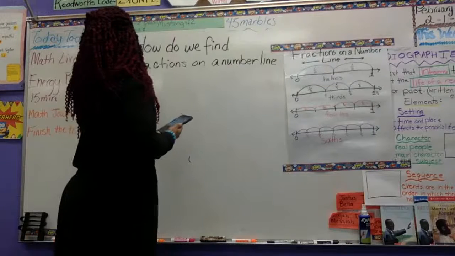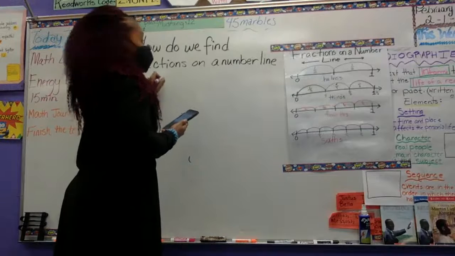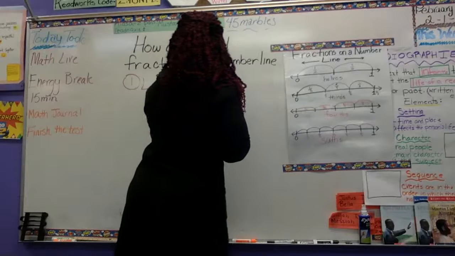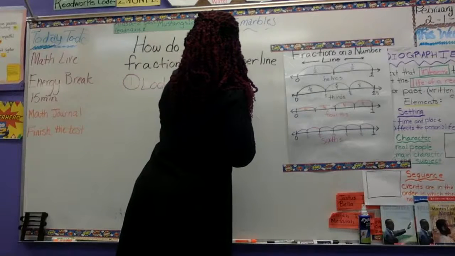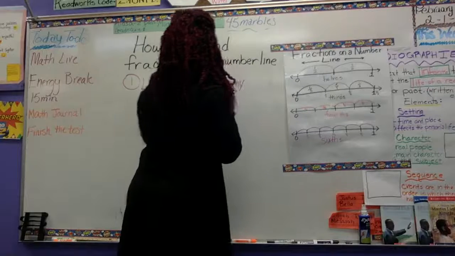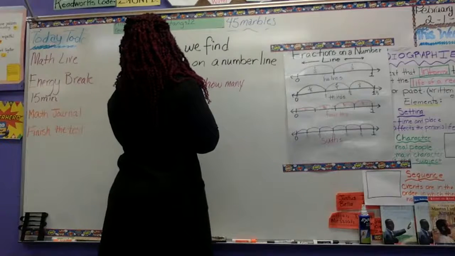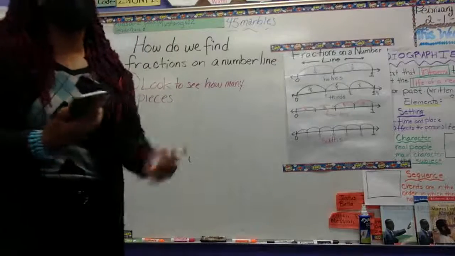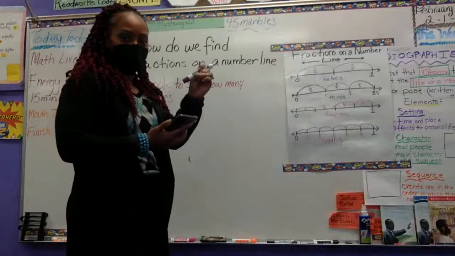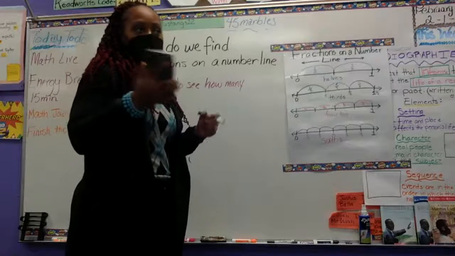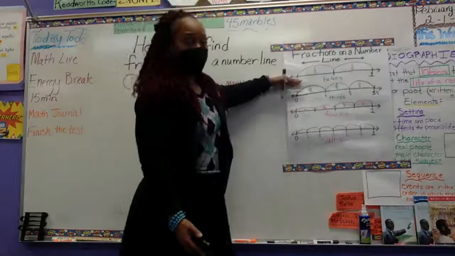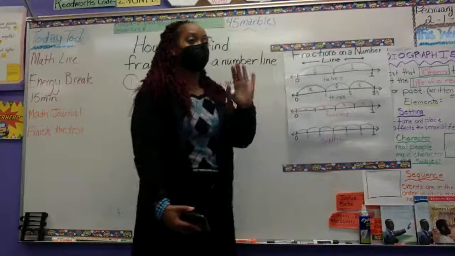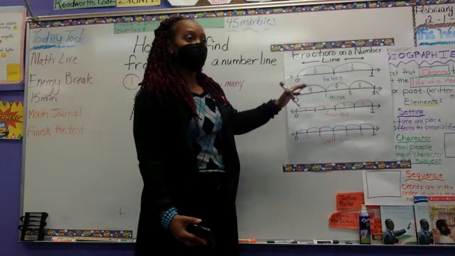So first thing, you're going to look for how many pieces are on your number line. Right? Because fractions are nothing more than parts or pieces of a whole, right? We discovered that, especially when we did our Fruit Loop activity, that we had parts of that group that were a different color. So for instance, in this first number line, how many different pieces is my number line divided into? Raise your hand. Okay, Zion.